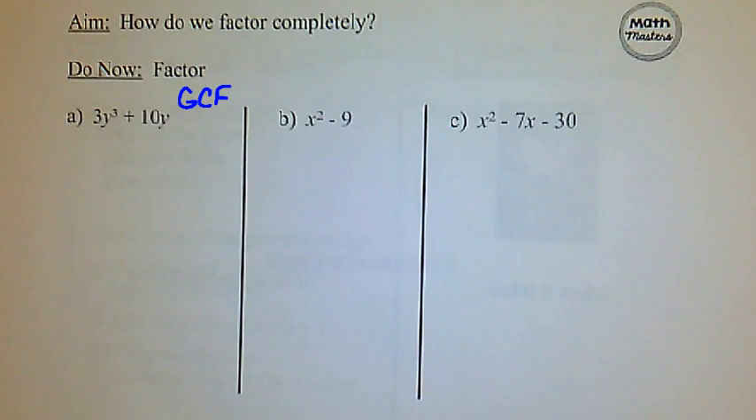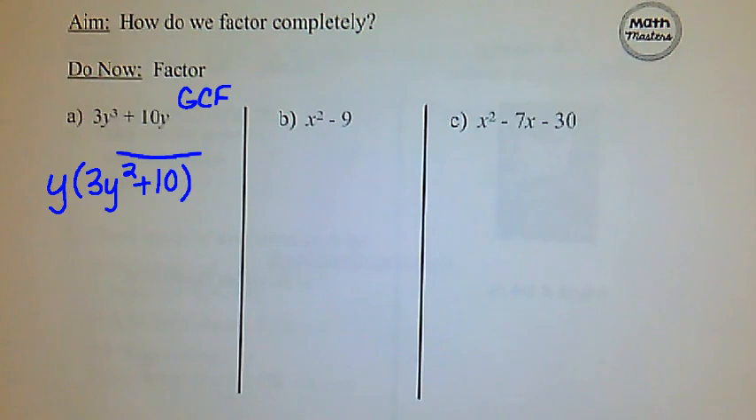Okay, so number 1, it's a plus sign. I know that's a binomial, so maybe you're thinking dots. Unfortunately, it's addition, so that can't work. And then the next thing I notice is that I have a variable that matches in all of my terms. So I can definitely take out a GCF. My GCF is just going to be a y. So I'm left with 3y squared plus 10. And that's actually as far as I can go.